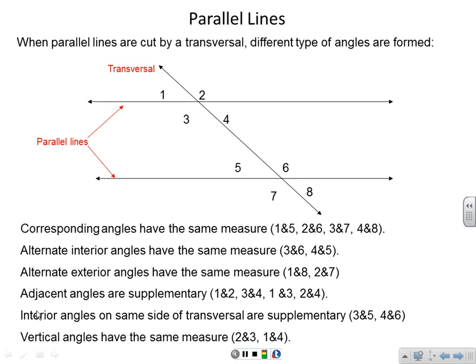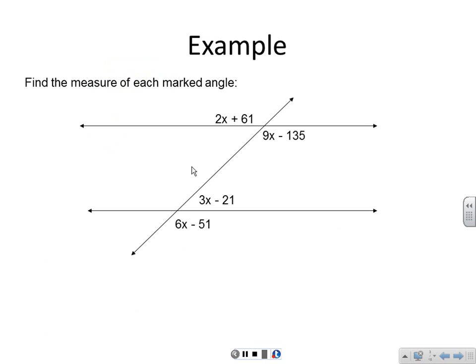And then you have interior angles on the same side of the transversal are supplementary as well. So in other words, interior angles on the same side, for example 3 and 5, those are interior angles and they are supplementary, so they're going to equal 180 as well. 4 and 6, same thing, 180 degrees. And then of course you already know about the vertical angles that are equal. So we can take these properties and we can find the measures of different angles if you have parallels cut by a transversal. So find the measure of each marked angle.